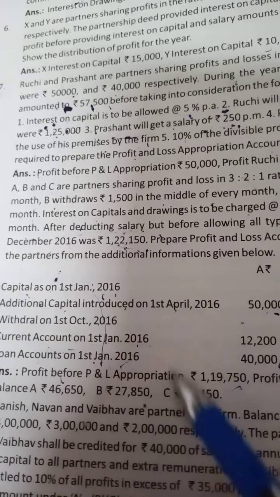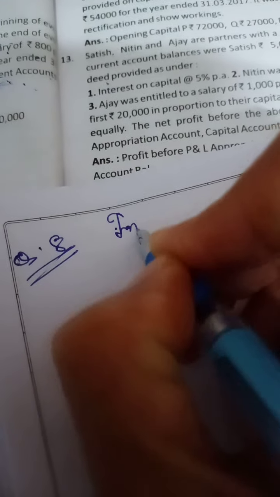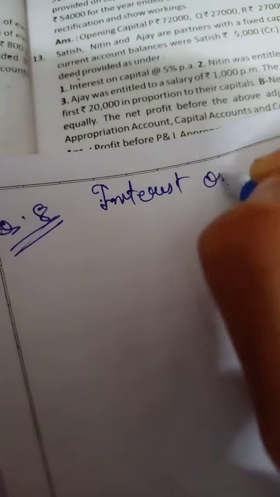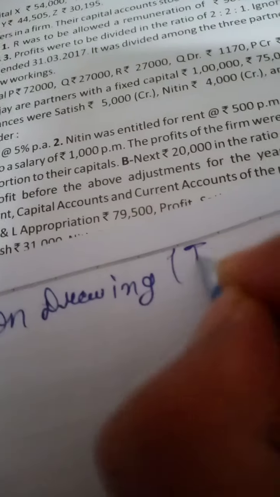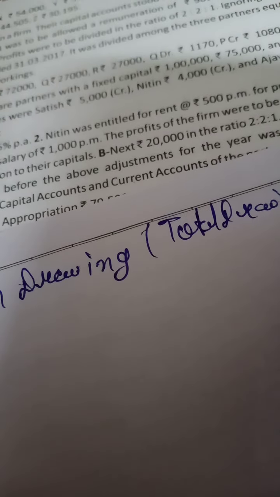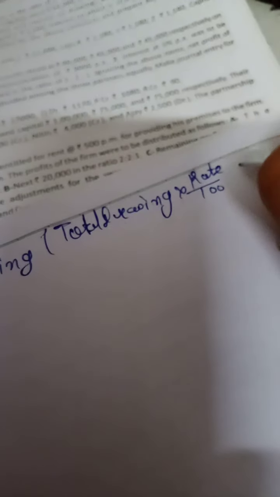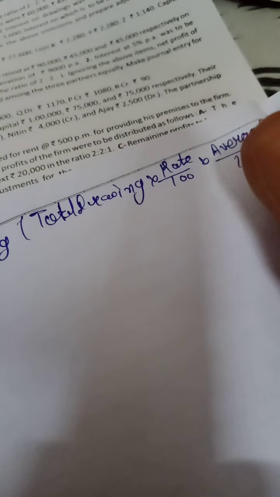First, we make all calculations. First of all, interest on drawing for A, B and C. The interest on drawing formula is: total drawing into rate upon 100 into average period upon 12. This is the formula.